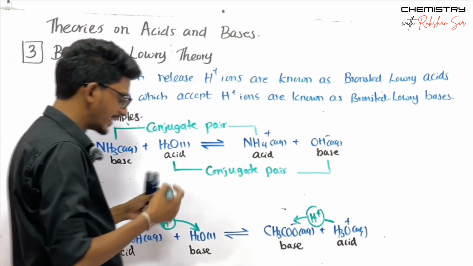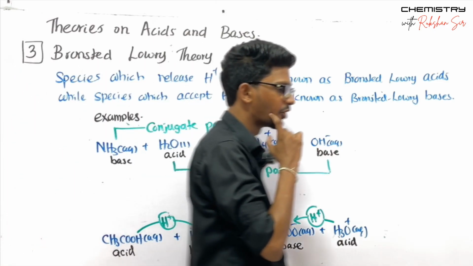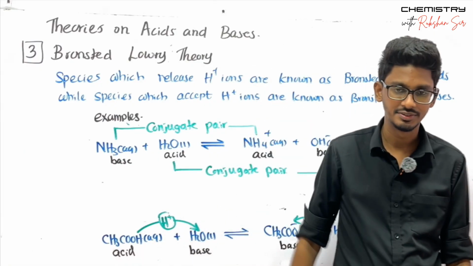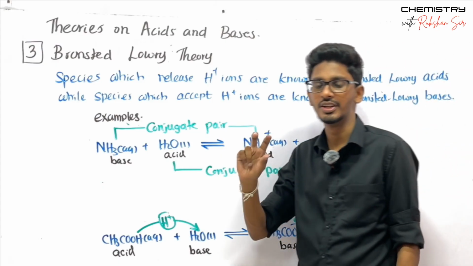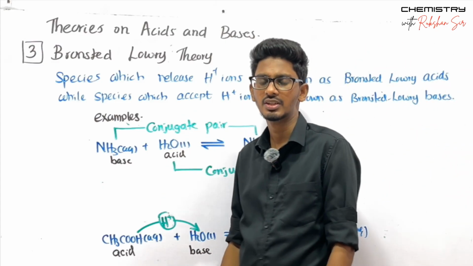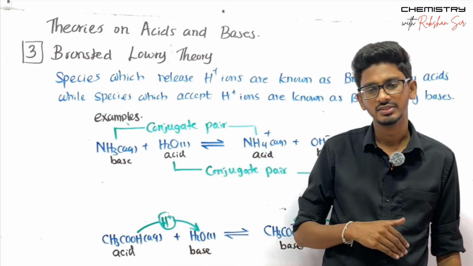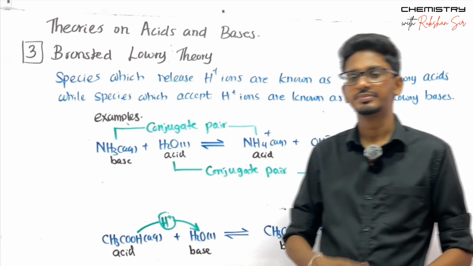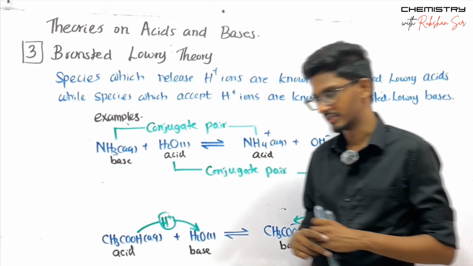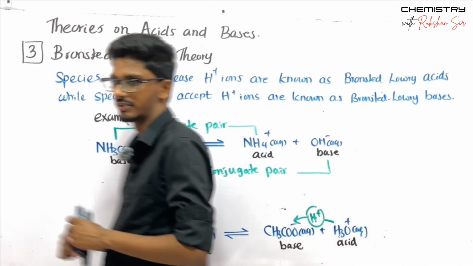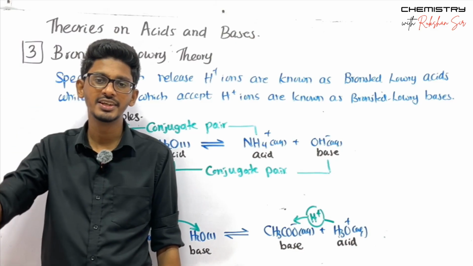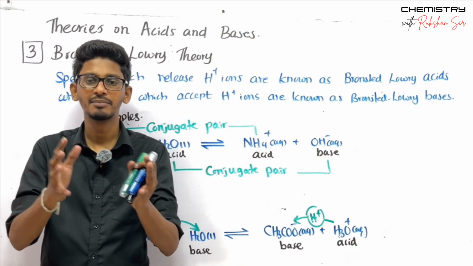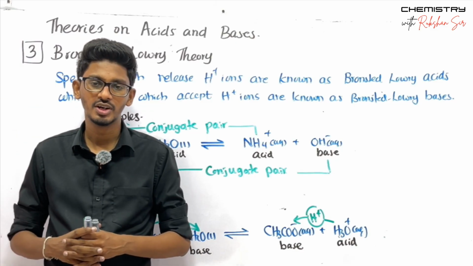If between a pair only a H plus difference appears, then we can refer to them as a conjugate pair. So Mahinda and Mahinda H plus can be referred to as a conjugate pair.